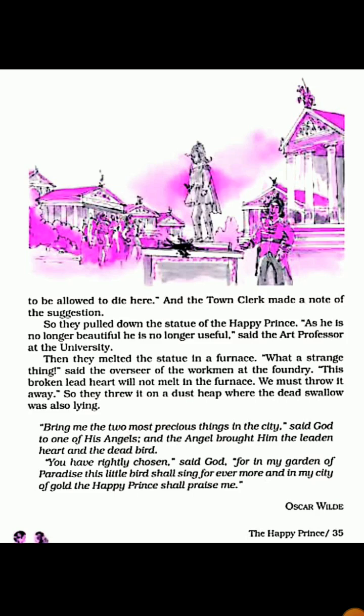Now, God asked one of his angels to bring him the two most precious things in the city. The angel brought him the leaden heart, the lead heart of the happy prince, and the dead bird. God told that in the garden of paradise, means in the garden of heaven, the little bird would sing forever and the happy prince would praise him forever in his city of gold. And in the end, they lived forever in paradise in heaven.